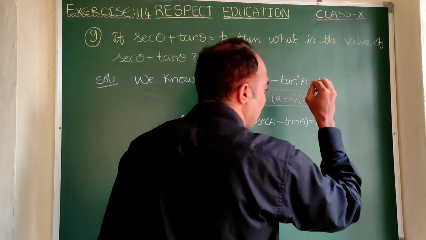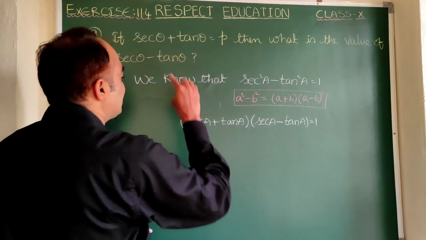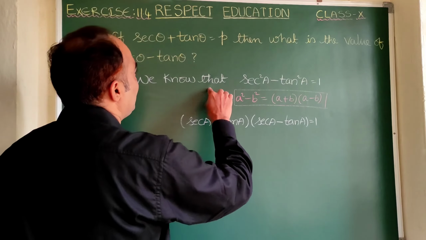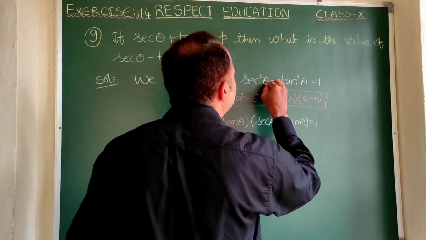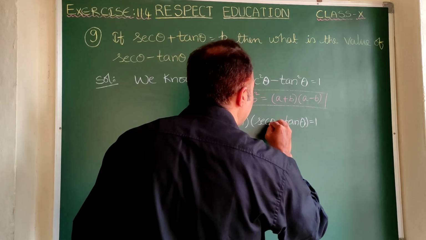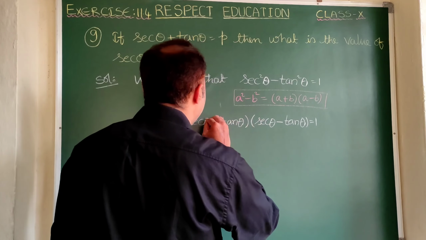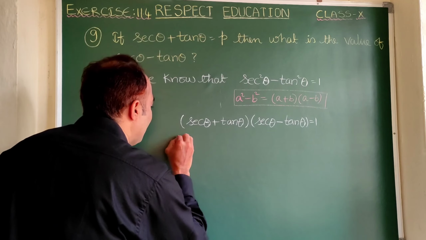Is equal to 1. Is it clear now? Here you see, this is given in thetas, so let us replace this with thetas only: secant square theta minus tan square theta. Here also, secant theta plus tan theta into secant theta minus tan theta. Clear? Now we will write here what is given.